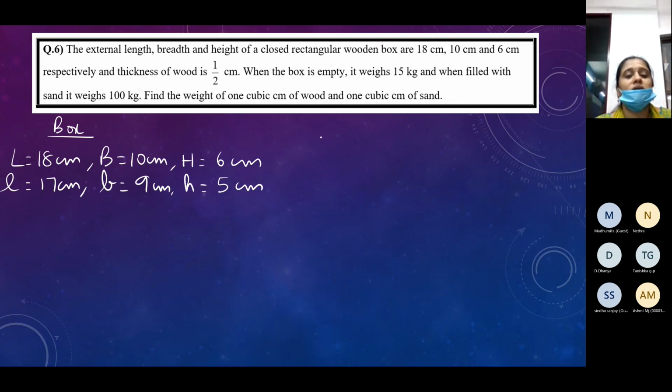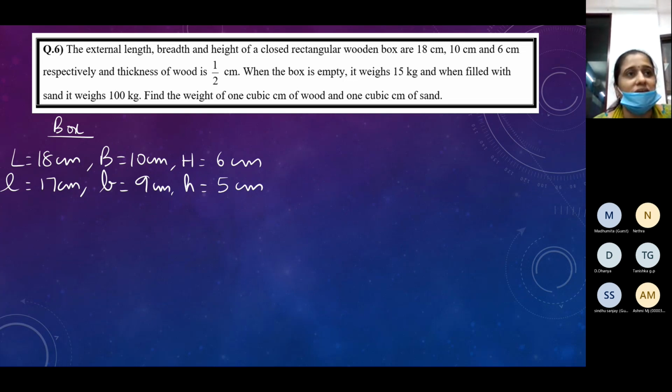All right. Now, if the box is empty, what will it weigh? Weight accounts to what? The weight of the wood, ma'am. Correct. The weight of the wood. When the box is empty, how is it 15 kgs? It's the weight of the wood.